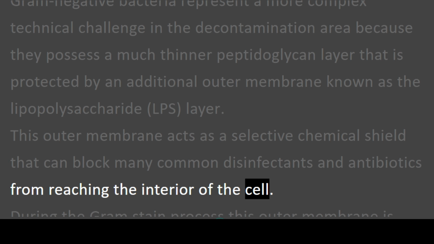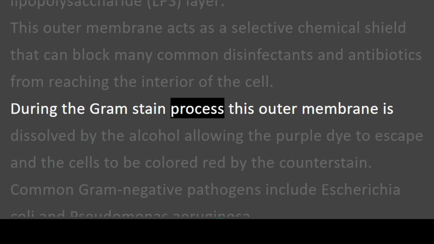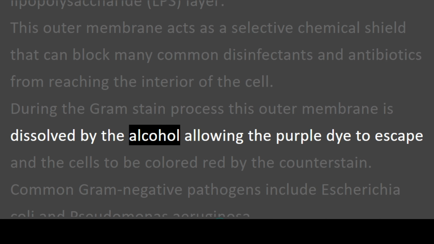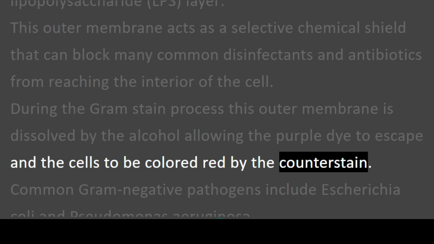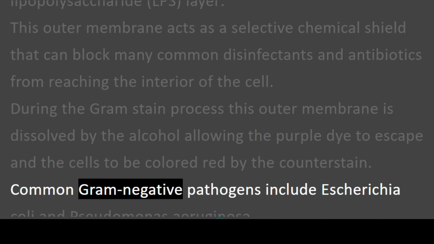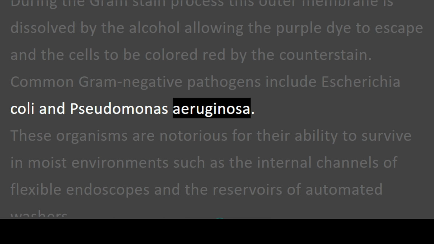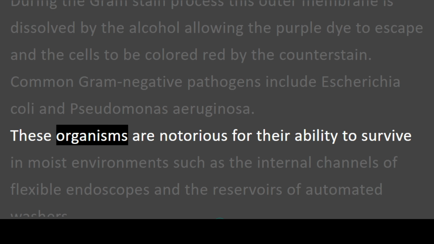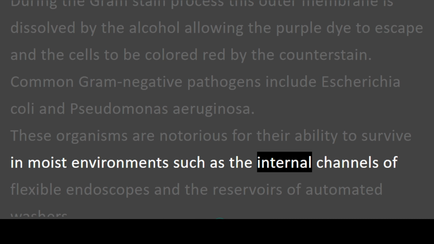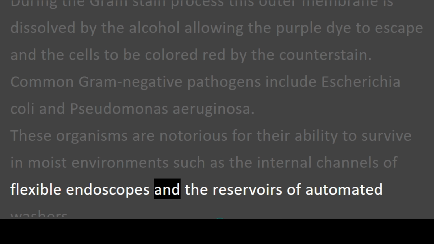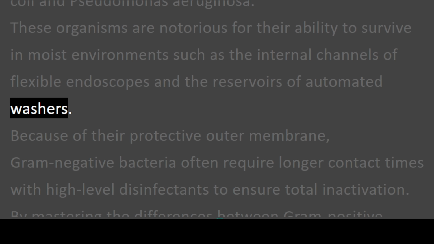interior of the cell. During the Gram stain process, this outer membrane is dissolved by the alcohol, allowing the purple dye to escape and the cells to be colored red by the counterstain. Common gram-negative pathogens include Escherichia coli and Pseudomonas aeruginosa. These organisms are notorious for their ability to survive in moist environments such as the internal channels of flexible endoscopes and the reservoirs of automated washers.